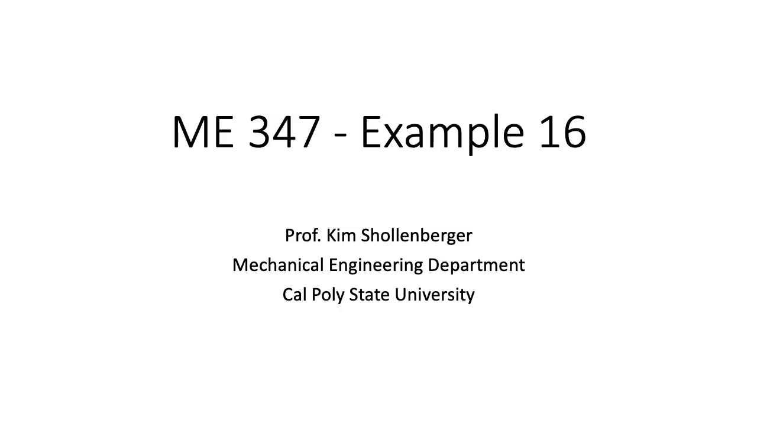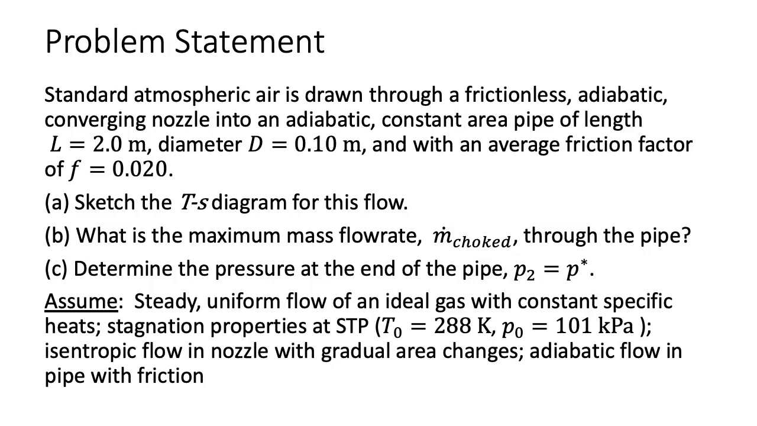ME 347, Example 16. Standard atmospheric air is drawn through a frictionless adiabatic converging nozzle into an adiabatic constant area pipe with a length of 2.0 meters, a diameter of 0.10 meters, and with an average friction factor of 0.020.